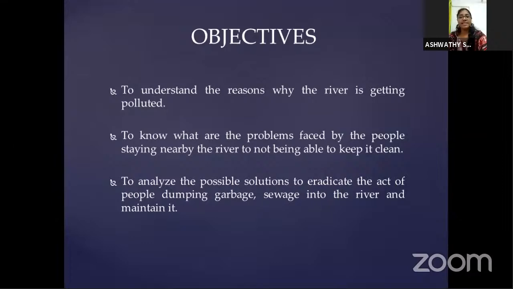Objectives: to understand the reasons why the river is getting polluted, to know the problems faced by the people staying nearby the river in keeping it clean, to analyze the possible solutions, and to eradicate the act of people dumping garbage and sewage into the river and maintain it.